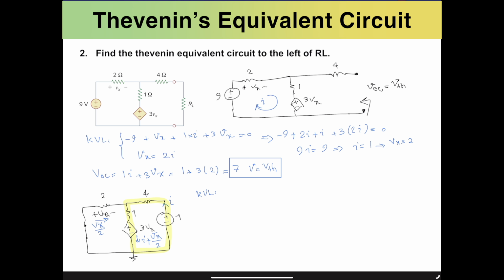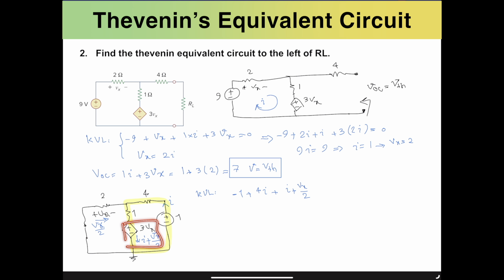And for that, KVL, starting from the reference point and moving up, I'm entering the negative side of this 1 volt. So that will be -1 plus 4 times I. So 4 times the current passing through that, plus the current passing through this 1 ohm is simply I plus Vx over 2. I plus Vx over 2.